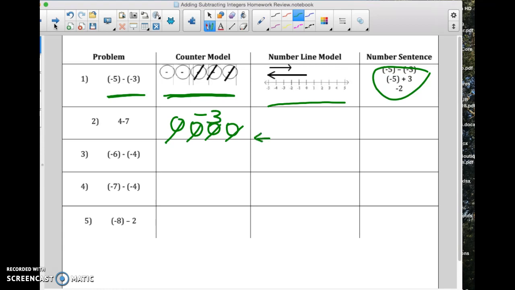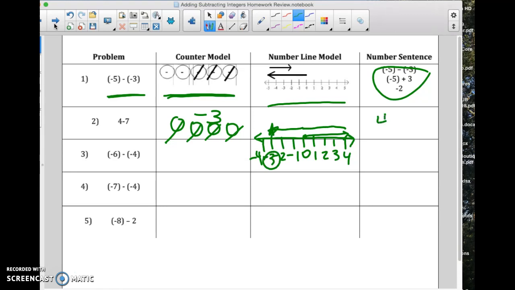If you use the number line, and we're at 4, subtract 7, so here's 0, 1, 2, 3, 4, and then negative 1, negative 2, negative 3, negative 4. And if I start at 0 and you go to 4, from 4 I'm subtracting 7. 1, 2, 3, 4 to get 0, 5, 6, 7, which my answer is again negative 3.